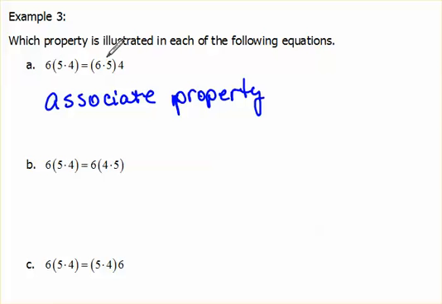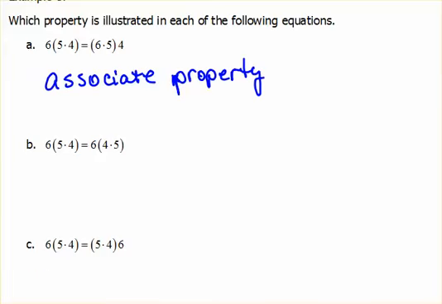These are in the exact same order. Our order is not changing. We are just reassociating what's being multiplied first using those parentheses. We're not commuting back and forth, we're just reassociating. Okay, what about the next one?